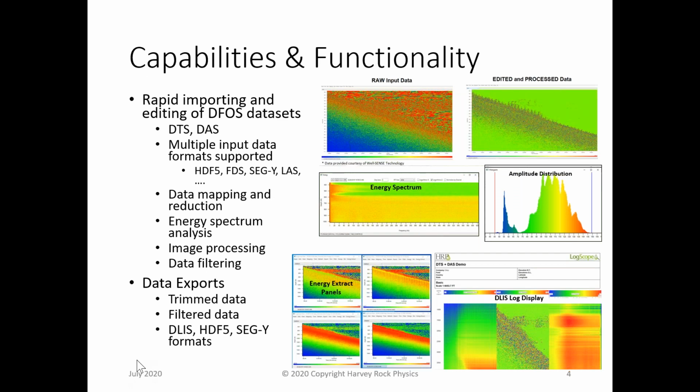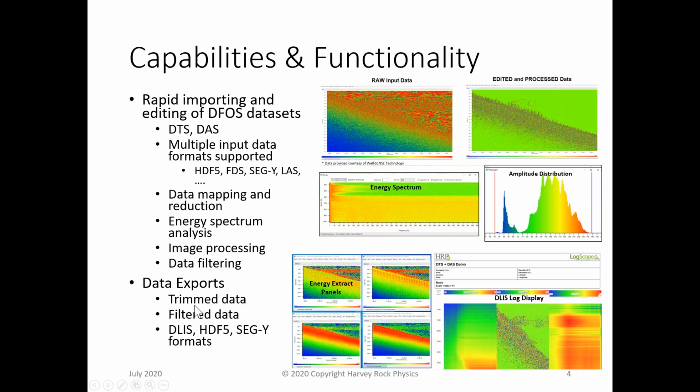The demonstration today is going to focus on the capabilities and functionality. It will walk through the various steps of importing or dragging in the data and visualizing it. We can reduce the data and map the data to correct for various well or distance offsets. Spectral analysis, image processing, and data filtering are also functions of LogScope Fiber. And then ultimately you can reduce the data and export it to various formats. In particular, the DLIS format can be integrated directly into LogScope.